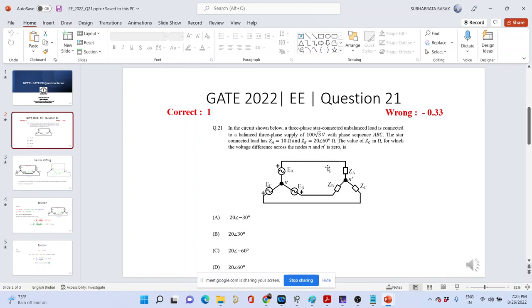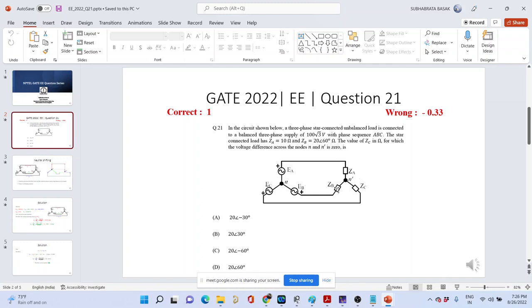Okay, so it is already time. You have already exceeded the time limit that I have given. Let's see what is the problem. So you have understood the question, right? The three phase voltage has been given to you. A line to line voltage has been given to you, that is 10 root 3, and the loads are given, that is 10 ohm, ZB is 20 angle 60, and ZC is asked to find out.